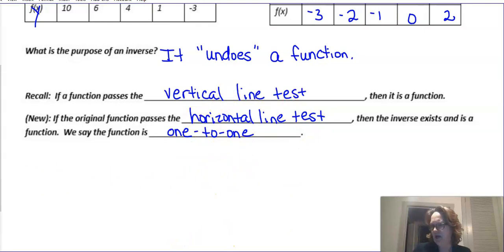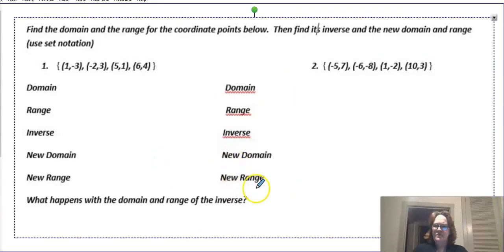All right, looking at page 11, let's just do a couple of examples. Our directions say find the domain and range for the coordinate points below, then find the inverse and the new domain and range, using set notation. So this is our original function right here, and then I'm going to go ahead and put the inverse function right here.